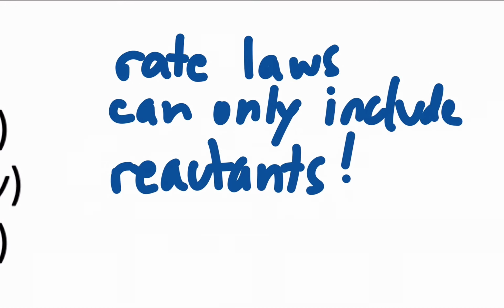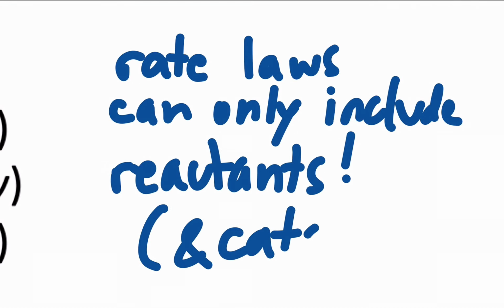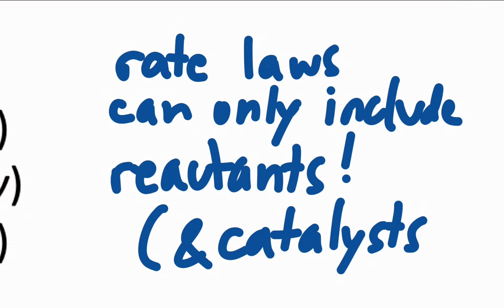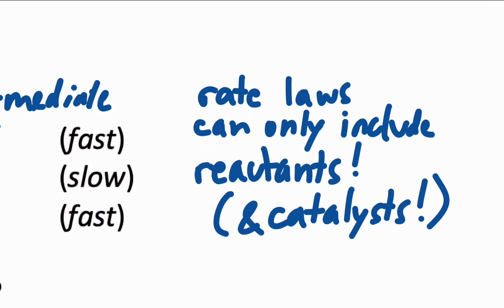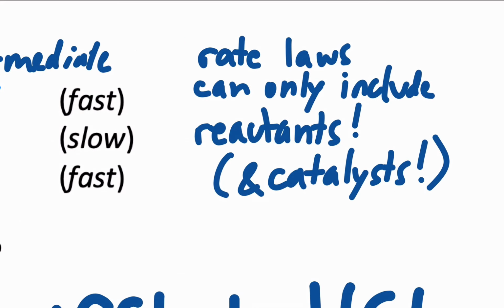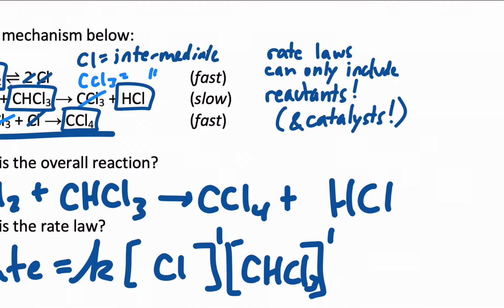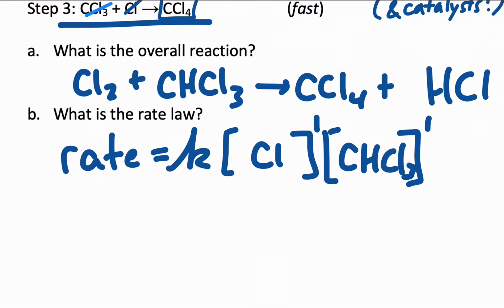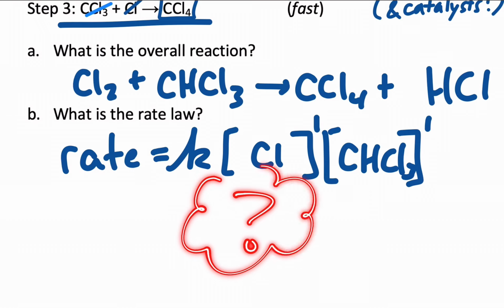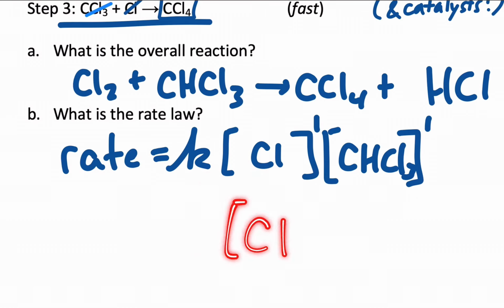I'll qualify that actually, and catalysts. They can have a catalyst if there's a catalyst in the mechanism. And in fact, if there's a catalyst in the mechanism, it's almost always for sure in the rate law. Rates do depend on the concentration of catalysts. This one doesn't have a catalyst, but we do have intermediates, and we can't have the intermediate. But you don't just X it out. I've got to somehow substitute the concentration of the intermediate chlorine in terms of something else.